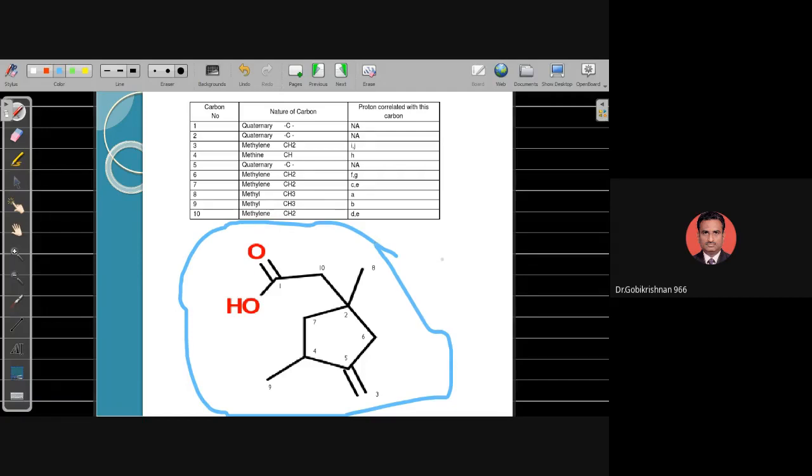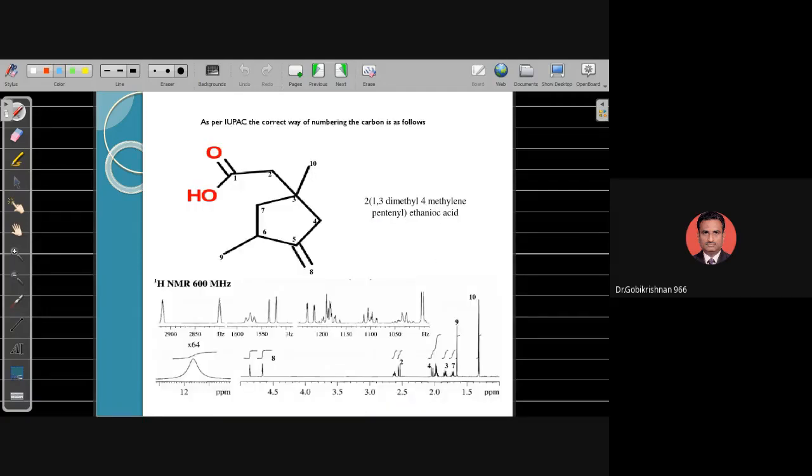Okay, that is the compound name. 1,3-dimethyl-4-methylene pentenyl ethanoic acid. It is a very lengthy name. 1,3-dimethyl means in the first position and the third position you have one methyl group each, and at position 4 you have one methylene group, and it is an ethanoic acid.